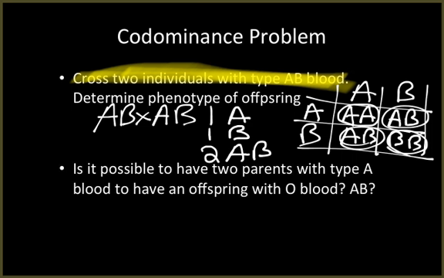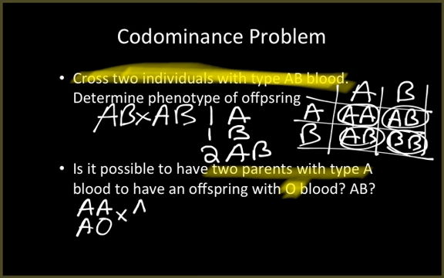We scroll down. Is it possible to have 2 parents with type A blood to have an offspring with O blood or type AB? So we've got 2 parents, both with type A, and it's asking, can we get an individual with type O? Well, if we remember, there are 2 ways we can have type A blood, right? We can either be AA or AO, right? And we're going to cross that with another individual who is AA or AO. So looking at this, is it possible to have an offspring with type O blood?